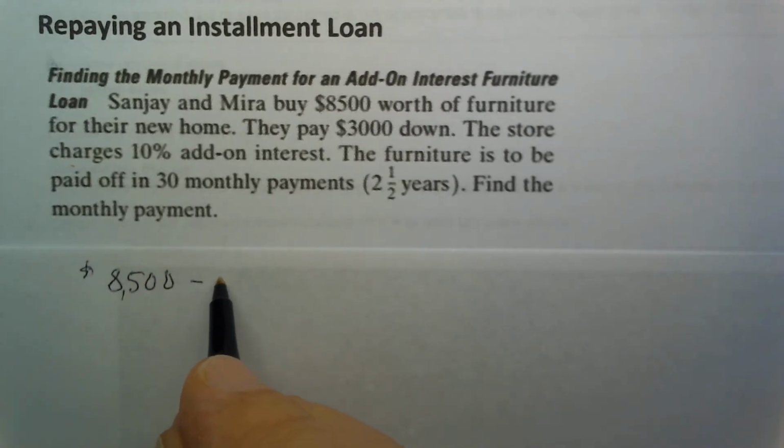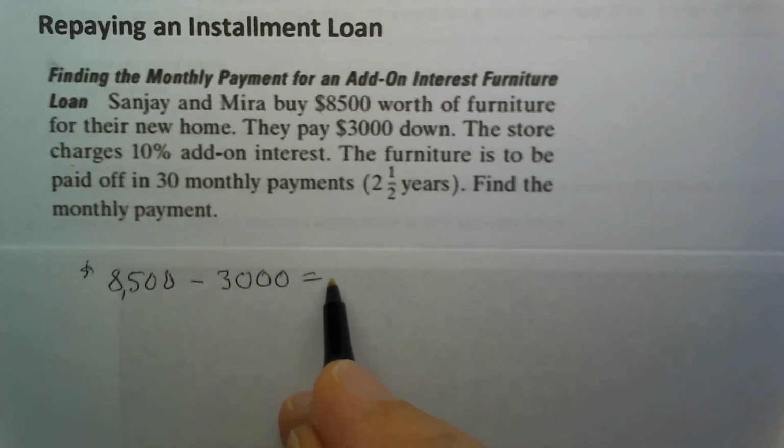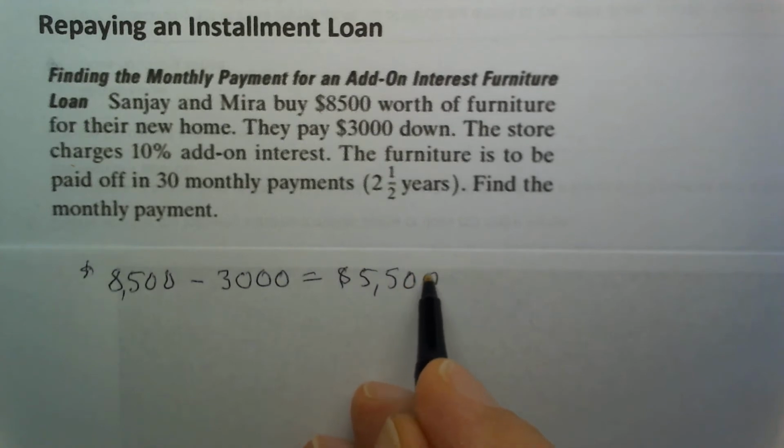minus the $3,000 down payment, which means $5,500 needs to be financed.